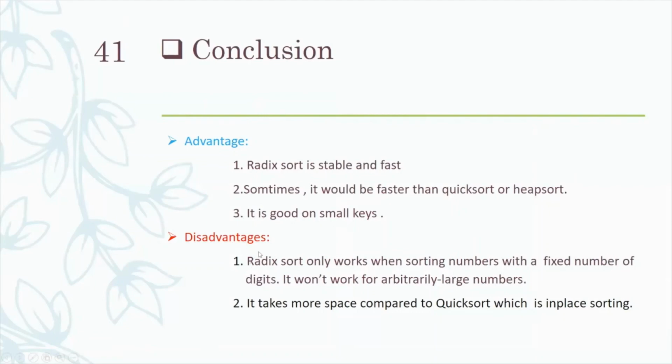Disadvantages: there are some disadvantages in radix sort. Radix sort is only used when sorting numbers with a fixed number of digits. It won't work for arbitrarily large numbers. That means if we put in a 50-digit number, then radix sort falls into trouble, because the sorting algorithm is not so good for this purpose. It takes more space compared to quick sort, which is in-place sorting.